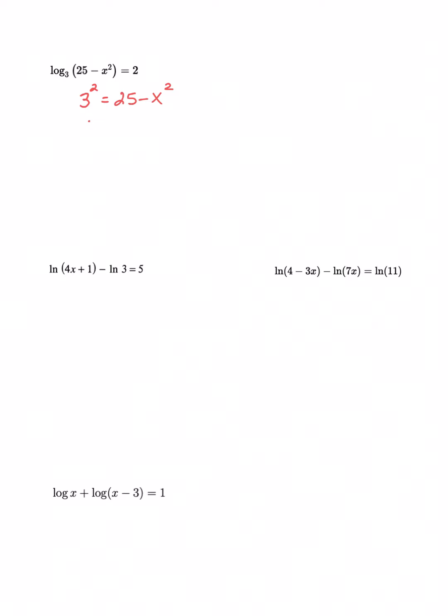Of course, 3 squared is 9. And then we can solve this equation by square rooting. I'm going to go ahead and subtract 25 on both sides. And I get negative 16 equals negative x squared. Divide both sides by negative 1. So x squared equals 16. And square root both sides, and you get x equals plus or minus the square root of 16, which is plus or minus 4.